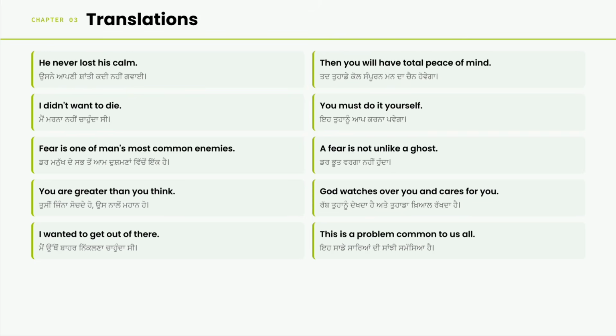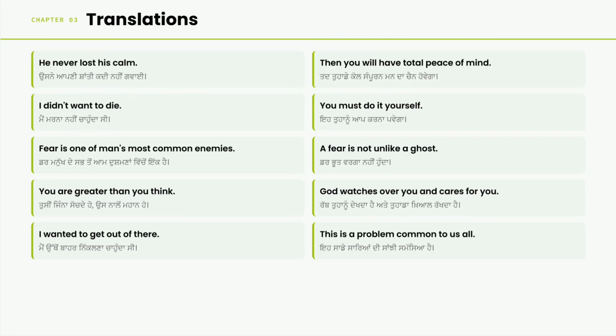Sentence 4. You are greater than you think. Translation. Sentence 5. I wanted to get out of there. Translation. Sentence 6. Then you will have total peace of mind. Translation. Sentence 7. You must do it yourself. Translation.